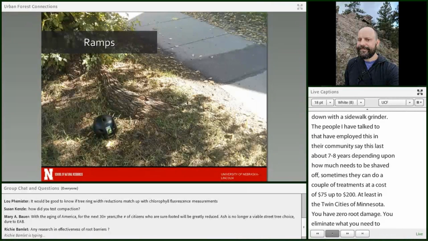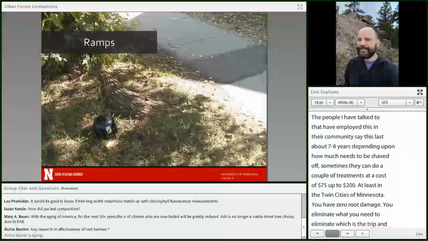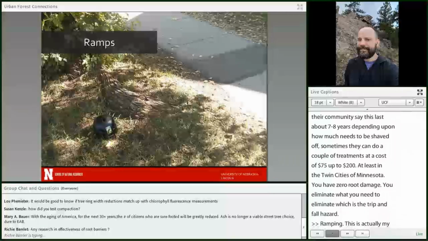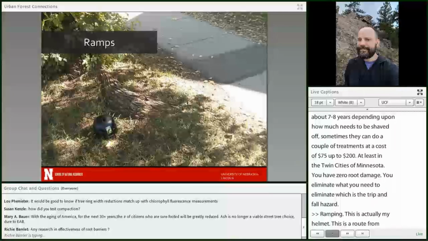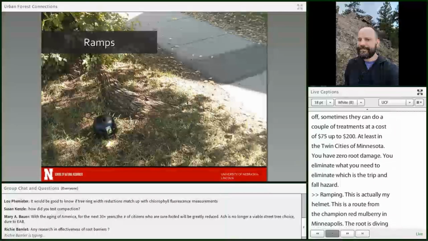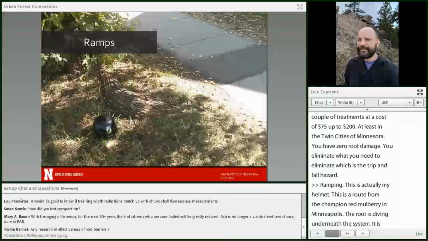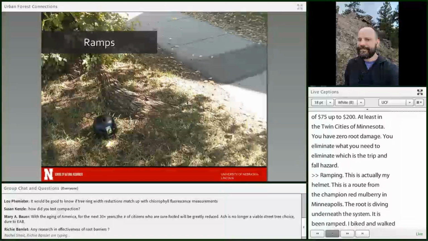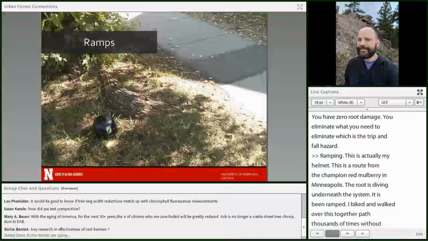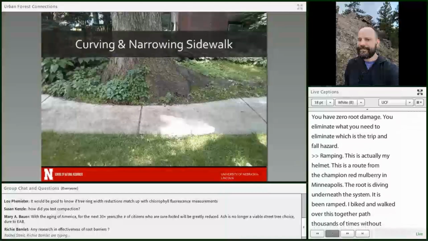Ramping, this is actually, that's my helmet again. There's a root from the champion red mulberry in Minneapolis, and you can see that its root is diving underneath the sidewalk here, and you can see it's been ramped. I biked and walked over this particular path thousands of times without really noticing it. So ramping, while not particularly aesthetically attractive, does seem to be at least a functional way to deal with that without disrupting the root system.